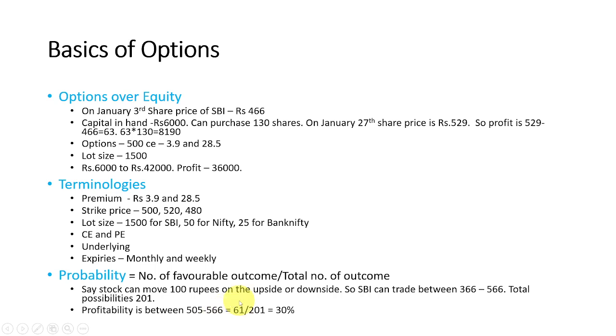So between 505 and 566 you will be in profit. So the total number of outcomes for that is 61 out of 201. So probability is only 30% of winning. So if you are an option buyer in this contract, the profitability is only 30%. But if you are a seller, then you have a probability of 70%, and that is the reason I always tell you to be on the seller side.